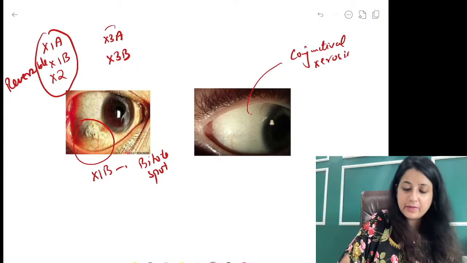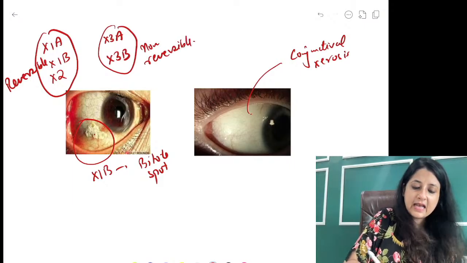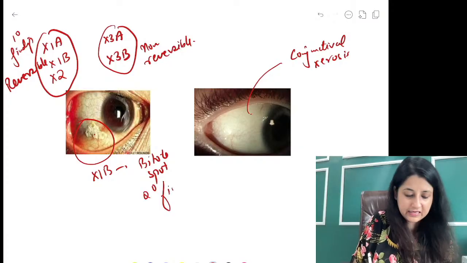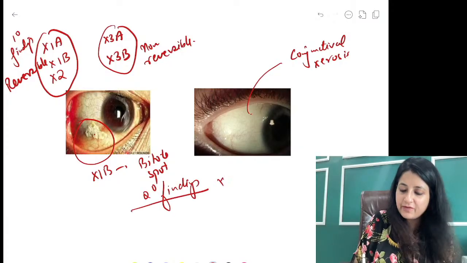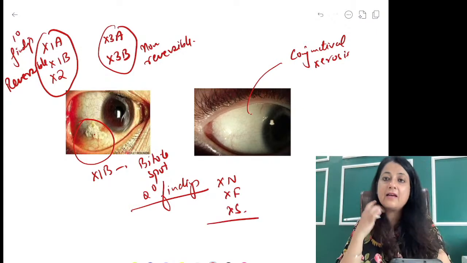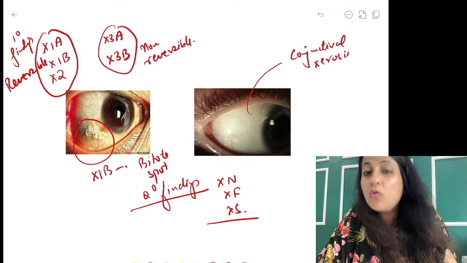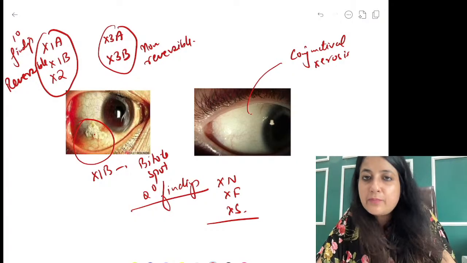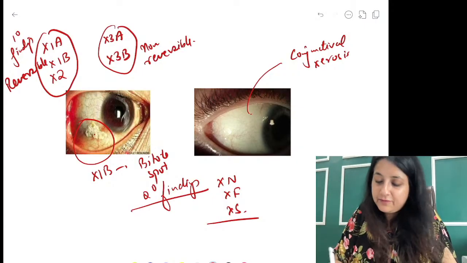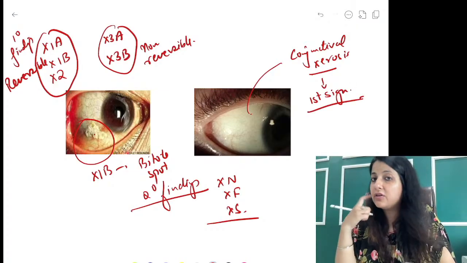X3A and X3B are non reversible, they do not reverse, okay. And these are your primary findings. But if somebody asks you what about the secondary findings, so remember the secondary findings: XN night blindness, XF fundal changes, XS scar. Most common symptom, most common presentation that a person will come with is night blindness. But the first sign that the doctor observes is the first sign conjunctival xerosis.